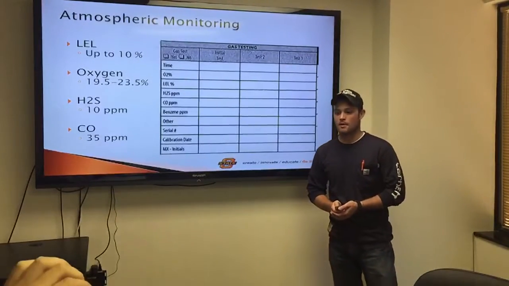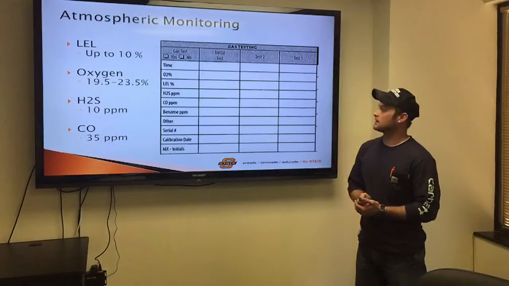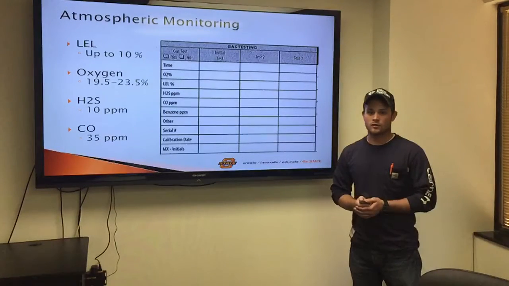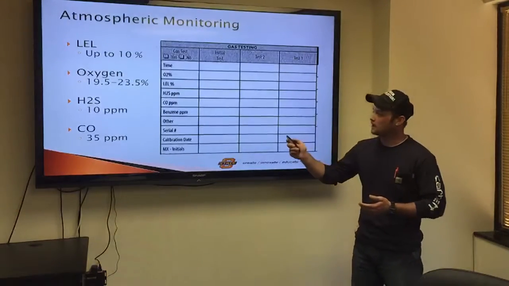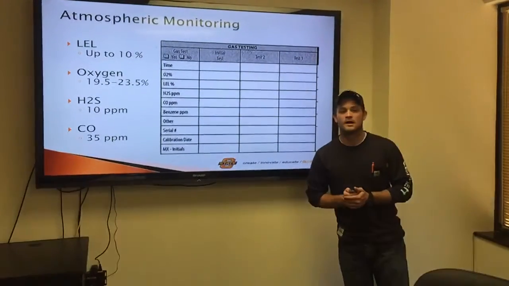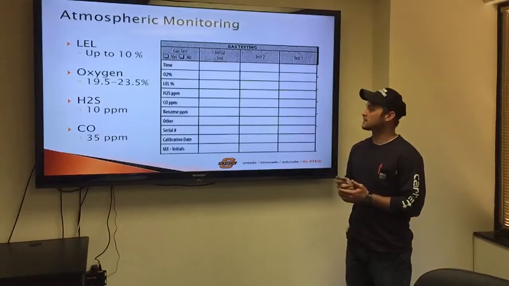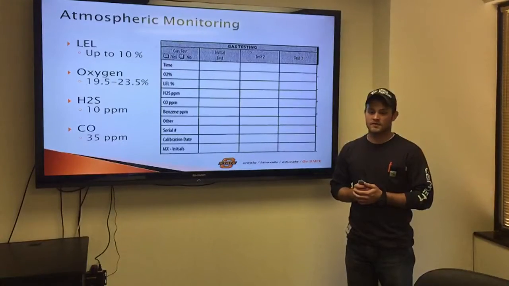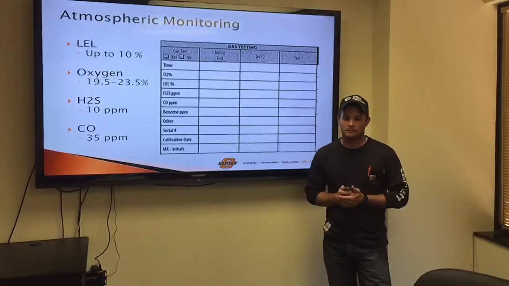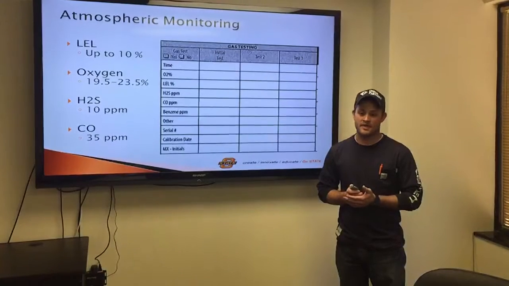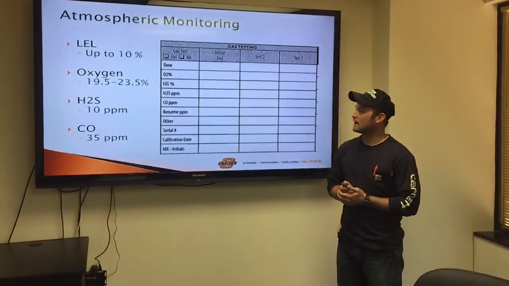Next, we have atmospheric monitoring. So mainly I'm going to be talking to you about 4-gas monitors, although there are other methods to test the atmosphere. Basically, LEL, or the lower explosive limit, is the lowest concentration in the air that gas needs to ignite. The alarm should go off at 10% of the LEL. Some people might find this confusing, but the 4-gas monitor needs to be calibrated to a specific gas. Normally it's methane. That way the LEL shows the correct value on there.